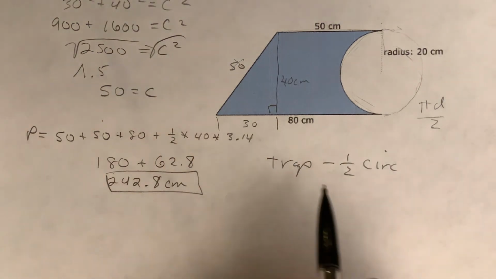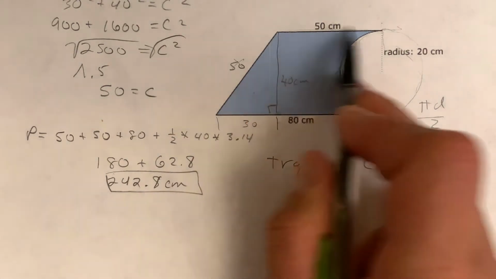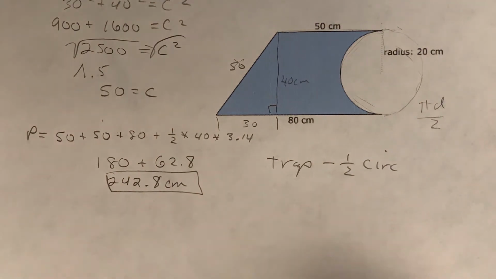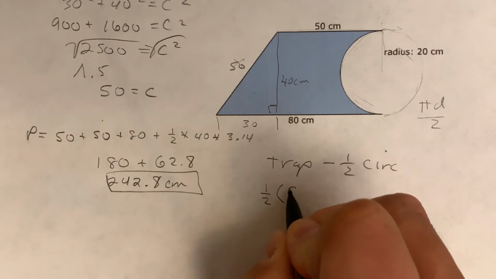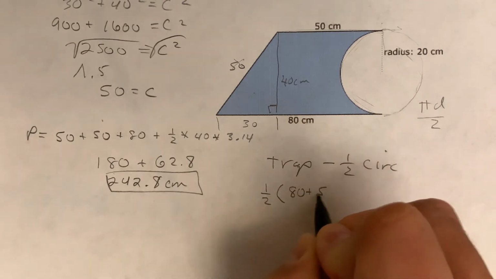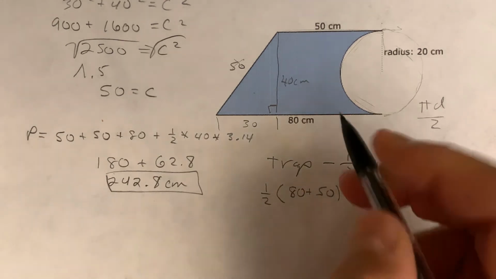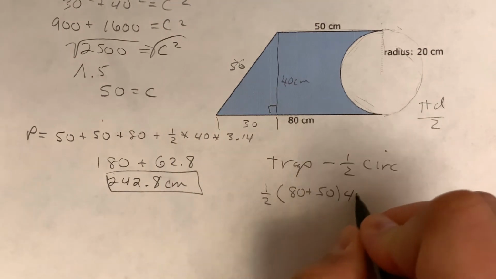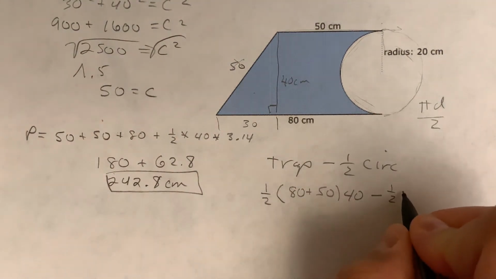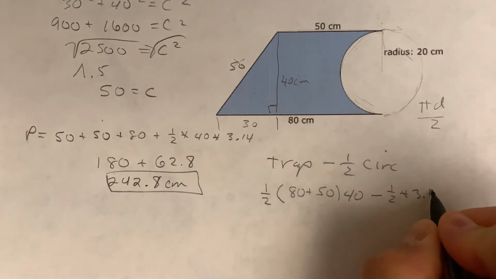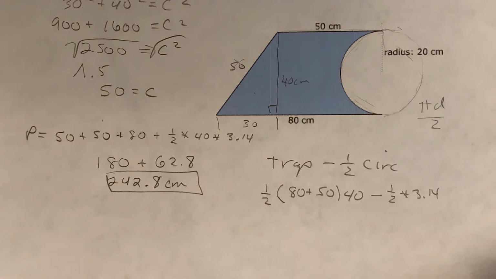So the trapezoid has a base of 80 and 50. Remember, trapezoids have 2 bases. So the trapezoid's formula is 1/2 times (80 plus 50) times the height, which is 40. And then we have to subtract that half circle. So 1/2 pi r squared. And the radius is 20.